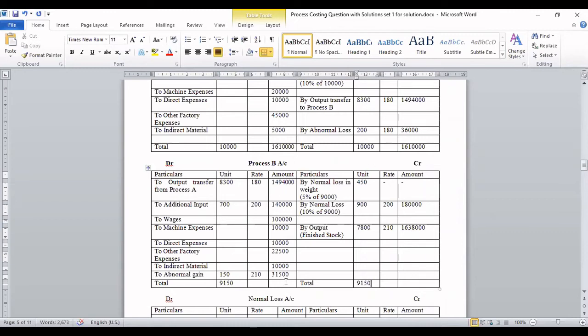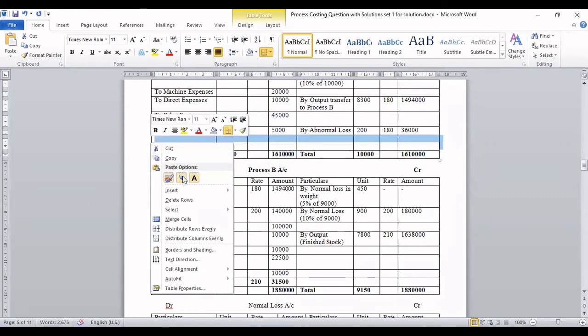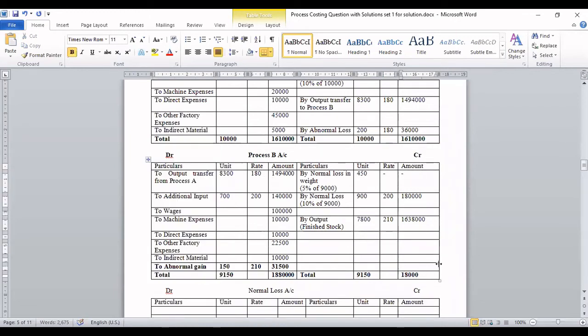And what about the amount column total? 18 lakh 80,000. Very good. Just check everyone, you are getting the same or not? Yes, sir. Even for the credit side, 18 lakh 80,000. Very good. So 18 lakh 80,000. I'll just keep this bold. Just a minute, I'll just change. It is 18 lakh 18,000, correct? Yes, sir. Okay, no problem. Here also 18. So done.